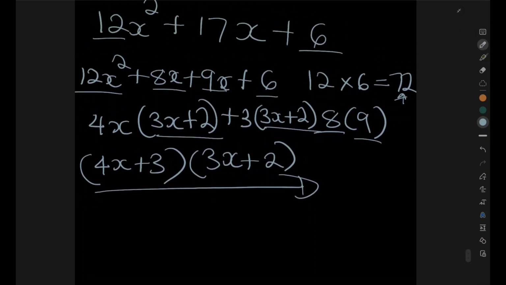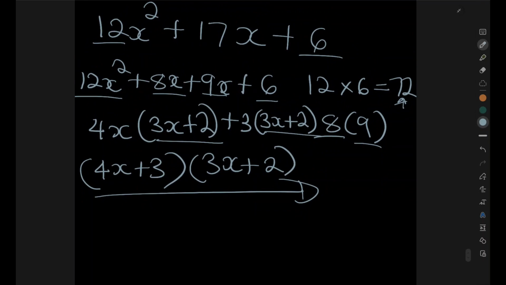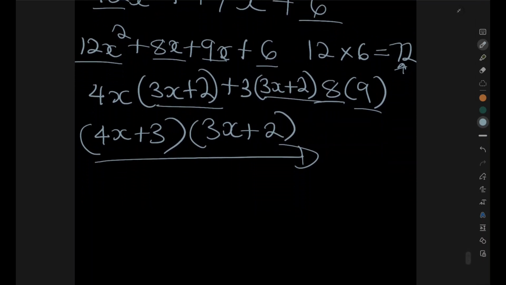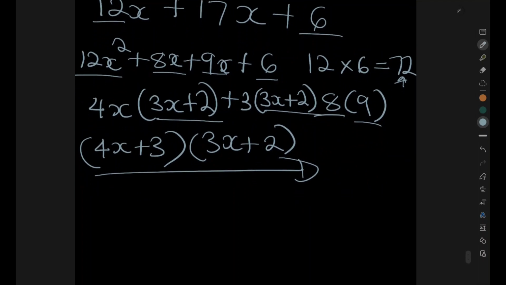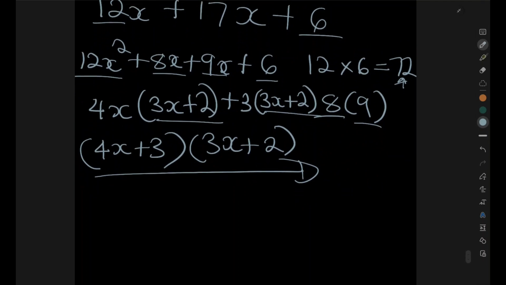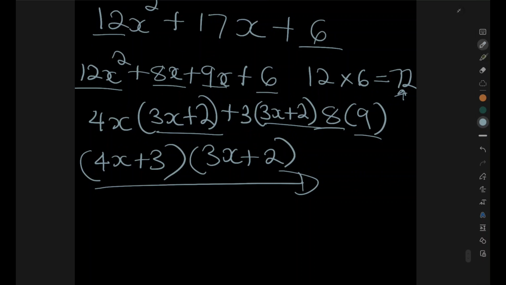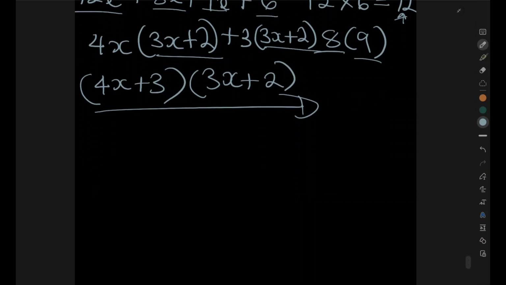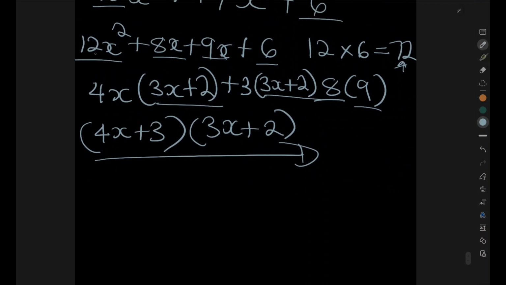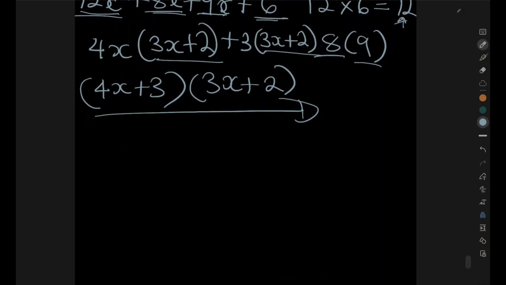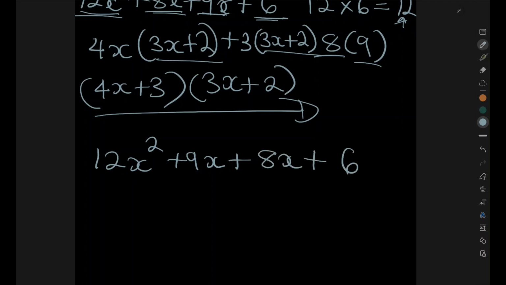There's a bit of confusion somewhere. I heard someone asking me this question: sir, how do I know, when I replace the 17, which term to start with? And I say it doesn't really matter. So let's say, for example, instead of writing 12x squared plus 8x plus 9x plus 6, I swapped those 2 middle terms around and wrote it down like 12x squared plus 9x plus 8x plus 6.